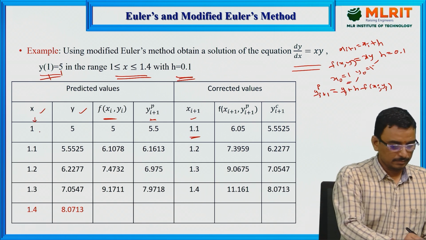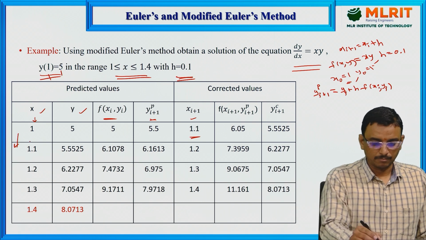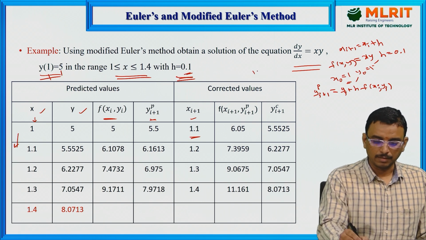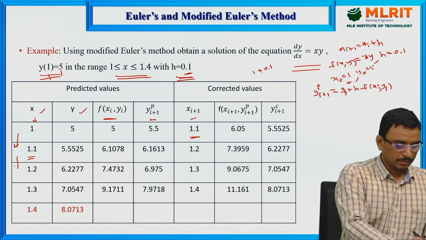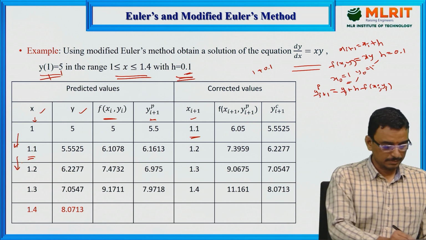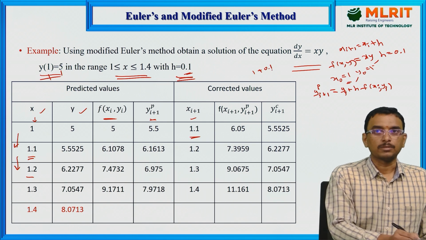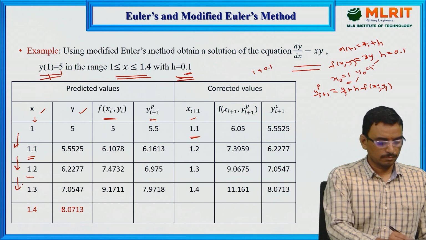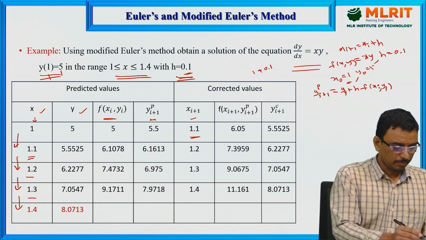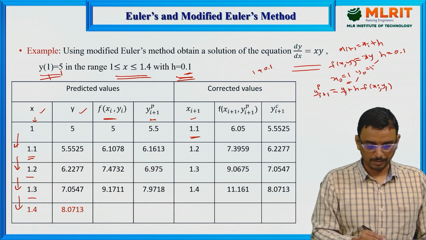And we are incrementing the step size so that it becomes 1 plus 0.1, so 1.1. Again we are increasing the step size, so we'll get 1.2, that is 1.1 plus 0.1. Again increasing the step size, we'll get 1.3 and 1.4. So the required interval is 1 up to 1.4.